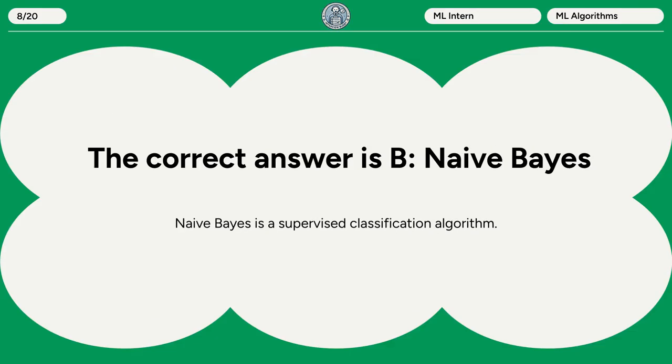The correct answer is B. Naive Bayes. Naive Bayes is a supervised classification algorithm.